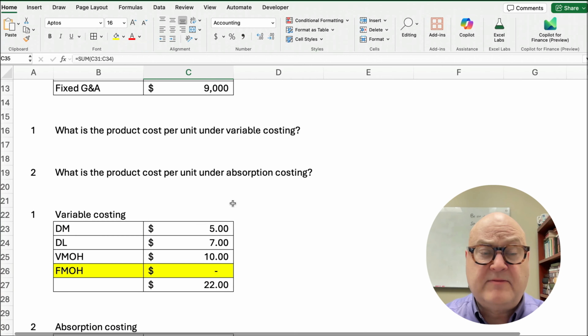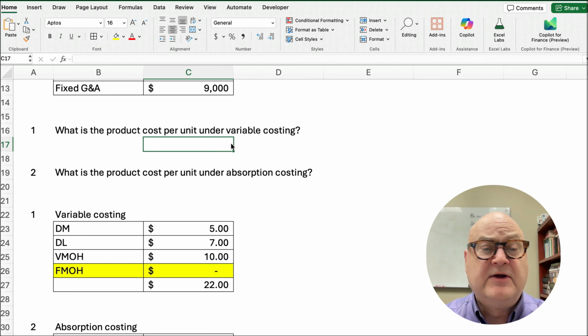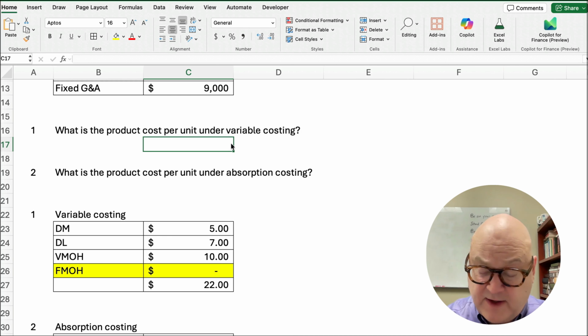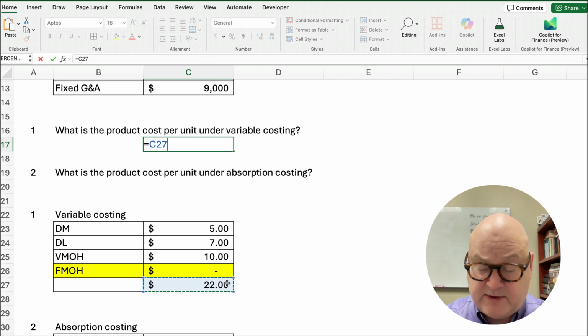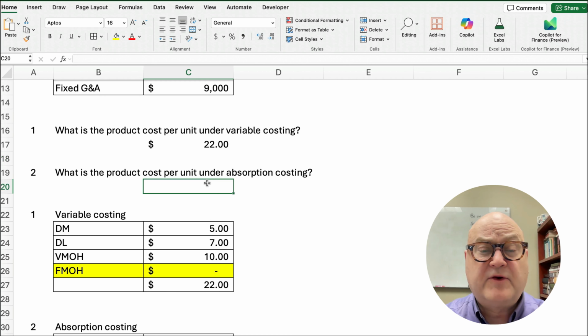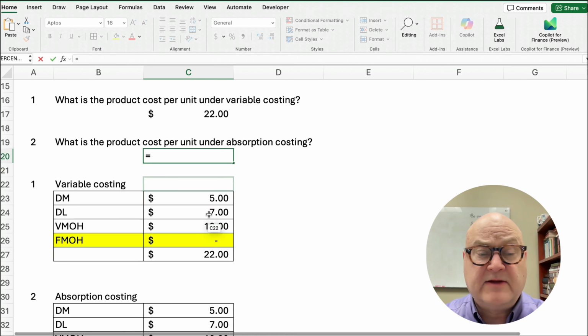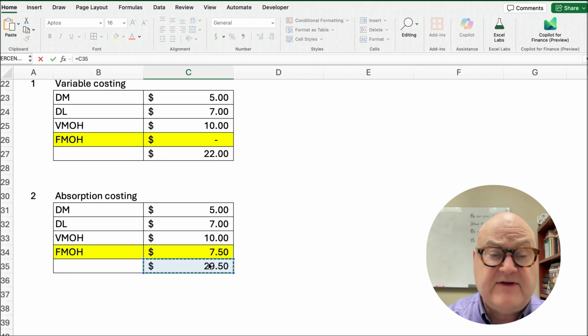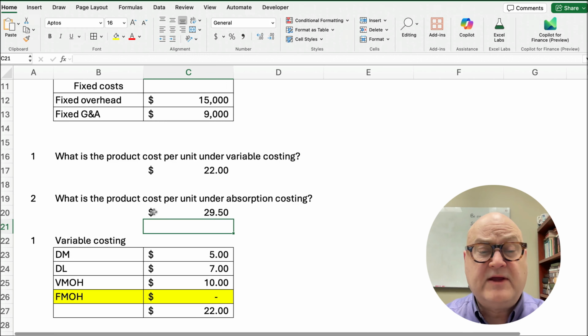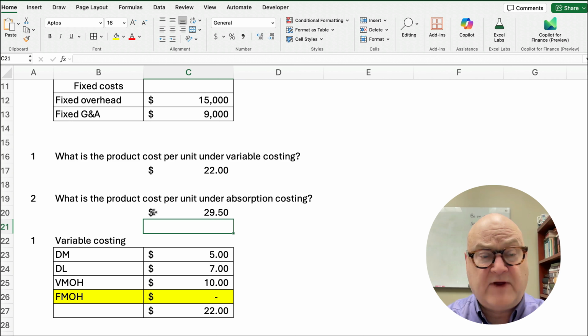So let's go back up here to make sure we know the answers. What is the product cost per unit under variable? Well, that's going to be $22. What is the product cost per unit under absorption costing? Well, it's going to be $29.50. The difference is in the way we account for fixed overhead. So every time we have a problem that has variable costing versus absorption costing, then the absorption costing includes the fixed overhead, variable costing excludes the fixed overhead. It just makes it an expense. It doesn't roll it up into the product cost.